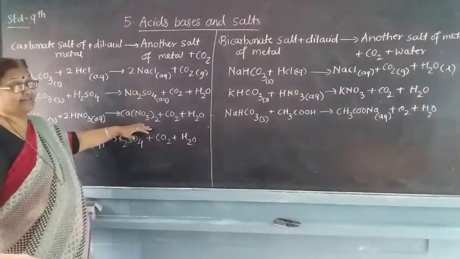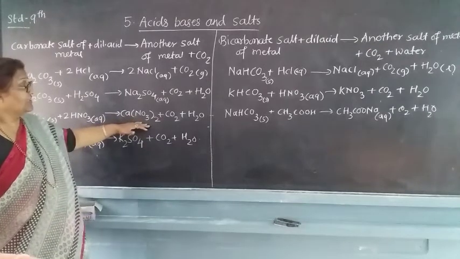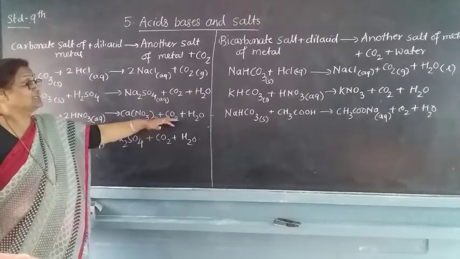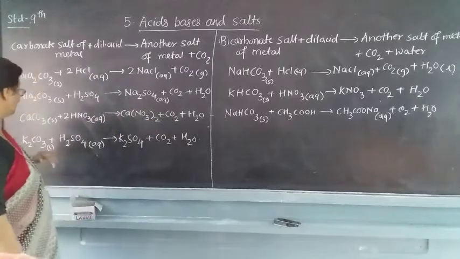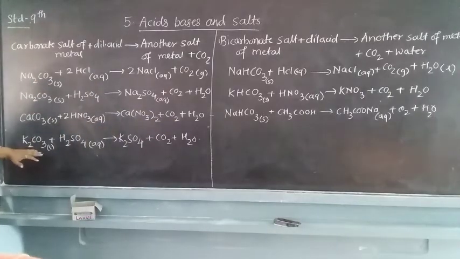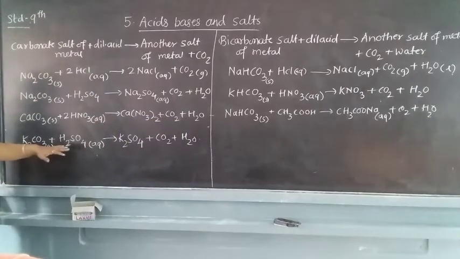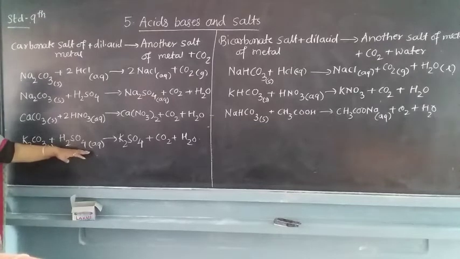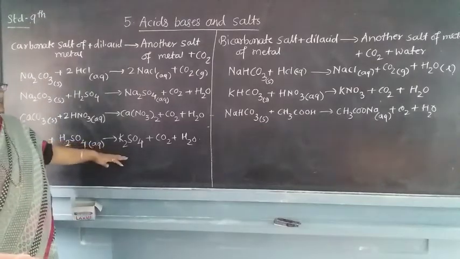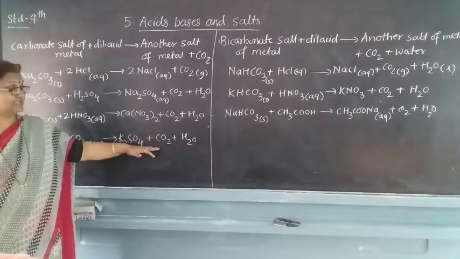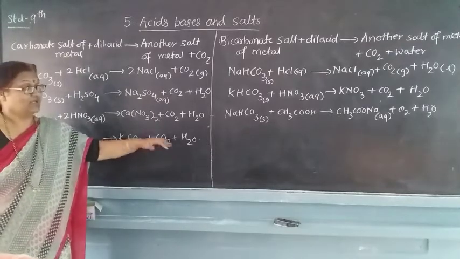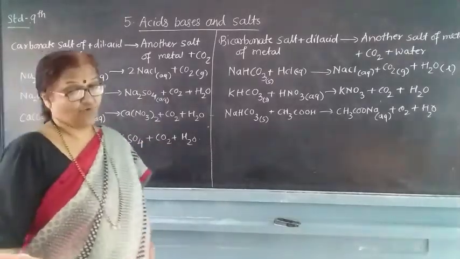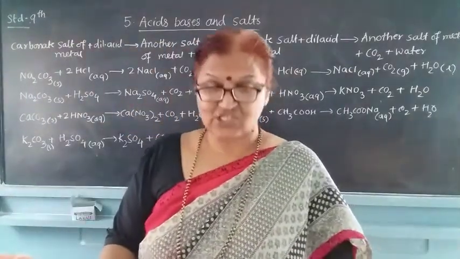Calcium carbonate reacts with nitric acid to give Ca(NO3)2 plus CO2 plus H2O. Potassium carbonate reacts with sulfuric acid to give potassium sulfate plus carbon dioxide plus water. There are other reactions also.